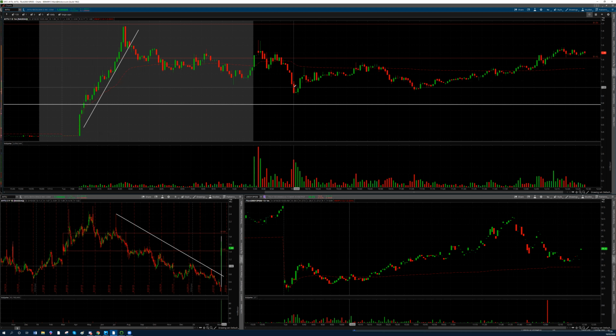And it worked exactly according to plan. It went up to 165, I think, and failed all the way down to below one. So that would have been a perfect trade according to plan. So very, very good one over here. I really like this trade.